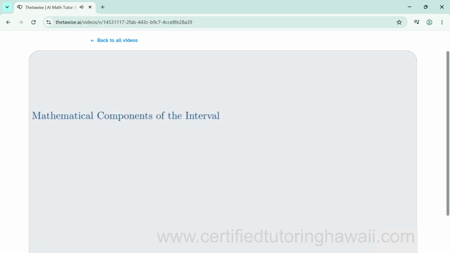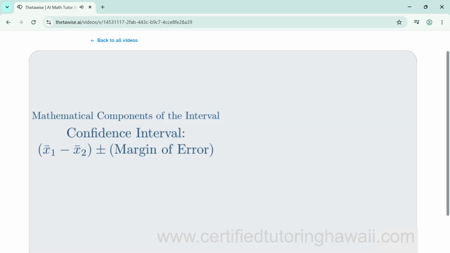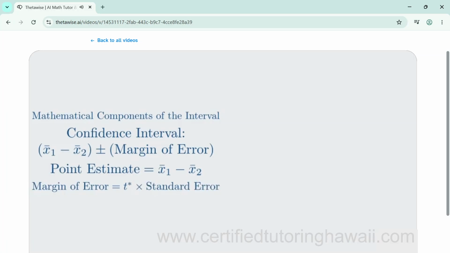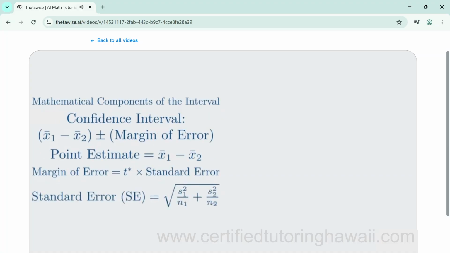Now that we understand the conditions, let's look at the mathematical components of the interval. Every confidence interval follows the same structure: a point estimate plus or minus a margin of error. For the difference in means, our point estimate is the difference between the sample means. But how do we calculate the margin of error? It is composed of two parts, the critical value and the standard error. Let's look at the standard error first.